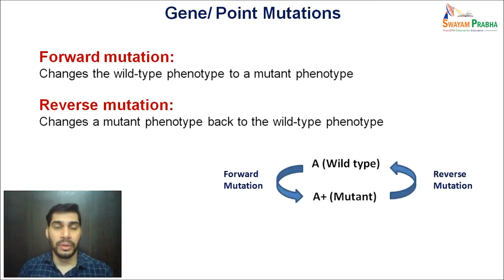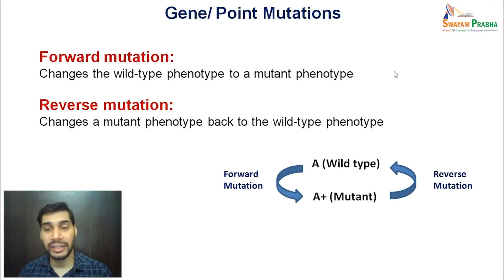Also, the point mutations or gene mutations can be classified as forward mutations or reverse mutations. The forward mutation changes the wild type phenotype to a mutant phenotype. So if it is a wild type phenotype and a new mutation is occurring which is causing it to be a mutant type, then this is called a forward mutation. Whereas in case of reverse mutation, the mutant phenotype changes back to the wild type phenotype.